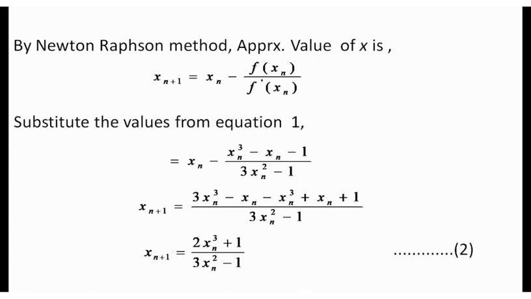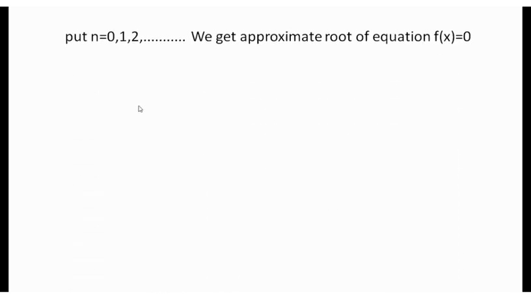Okay, give it equation number 2. All the 3 iterations depend on this equation, so you need to find the correct equation. So put n is equal to 0, 1, 2. We have taken xn, right? So in place of n, we need to put 0, then 1 and then 2. So we get the approximate root of equation f of x is equal to 0.